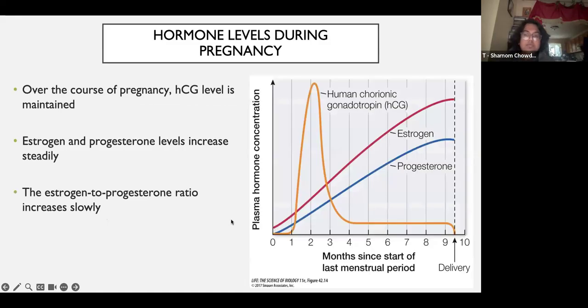So pregnancy. Over the course of pregnancy, human chorionic gonadotropin levels are maintained while estrogen and progesterone levels increase steadily. The estrogen to progesterone ratio also increases slowly. As you see here, months since the start of the last menstrual period, as a woman gets pregnant, estrogen and progesterone levels increase significantly, while around the third month, HCG remains pretty constant. From the third month to the last month, it remains pretty constant.